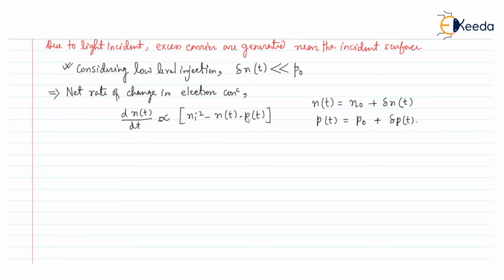Now, since electrons and holes are generated in pairs, we can write that the excess hole concentration delta p(t) will be equal to the excess electron concentration. For this case, from this equation, if I give an equal to sign, there will be a proportionality constant. Let us define alpha r as the proportionality constant, so it will be ni squared minus n(t) into p(t).